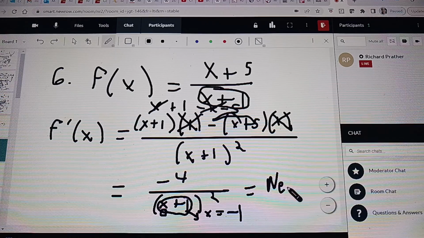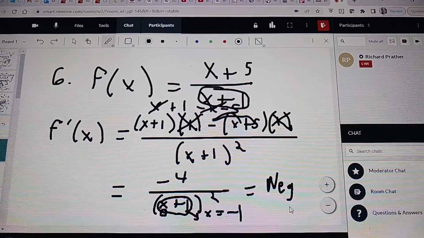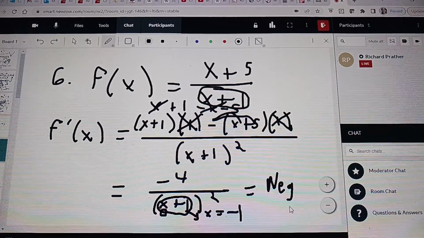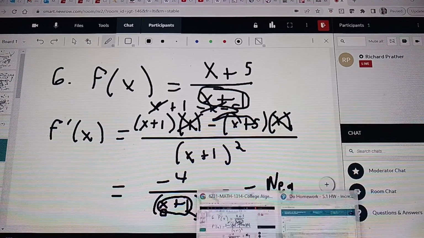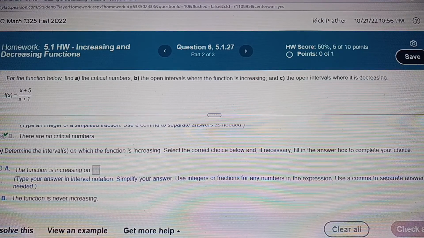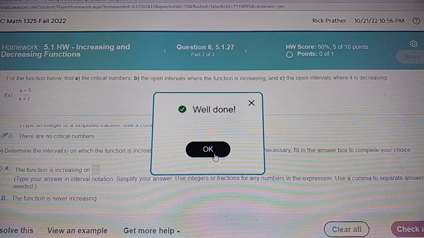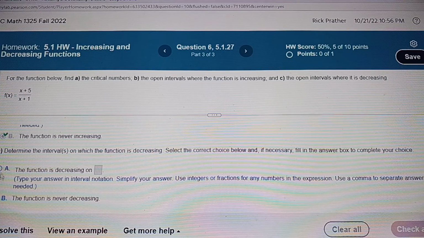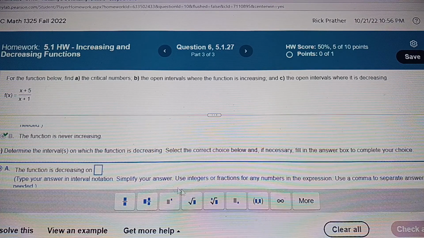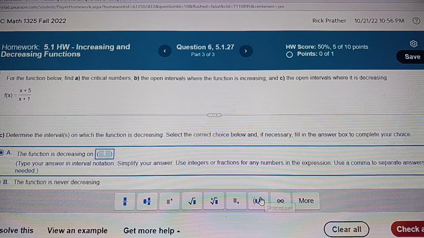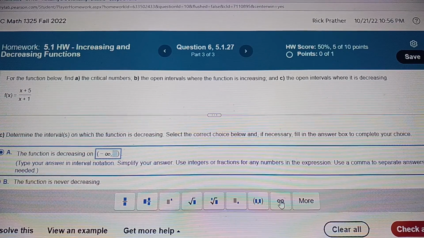This derivative fraction will always be negative except at negative 1 where it's undefined. But other than that, it's always negative. So that means the graph is constantly decreasing for its entire domain. It's never increasing because the derivative is always negative. And it's always decreasing from negative infinity to infinity, sort of like that linear one we just did. But it could have been always increasing too if the top of that fraction had been positive.